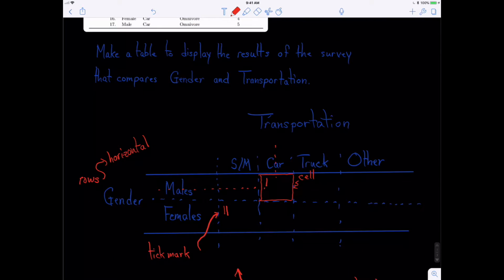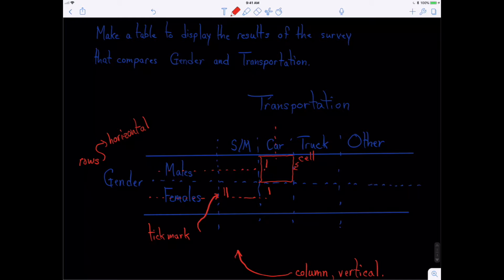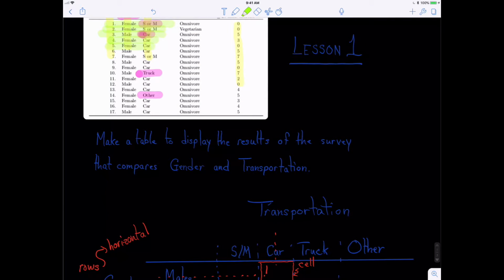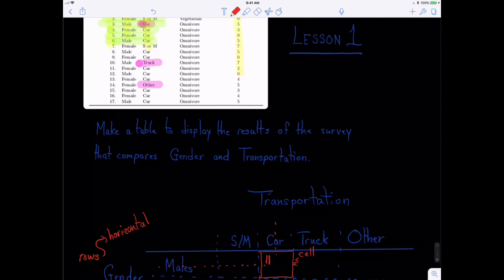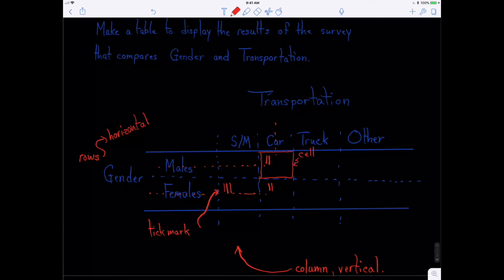Let's continue. My next person is a female that drives a car. So let's come down. We go across the row for females, all the way into the column for cars, and I put another tick mark. And we continue. The next one, let's see, we have a male. Oh, no, another female that drives a car. So I come here, females in the row, car column, put another tick mark. The next one is a male that drives a car. So I have another tick mark in the male car cell. Then I continue this. The next person is a female driving an SUV or minivan. Oh, look at this, another female in an SUV or minivan.